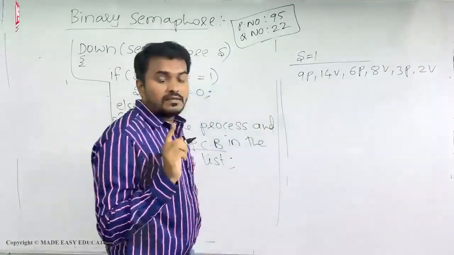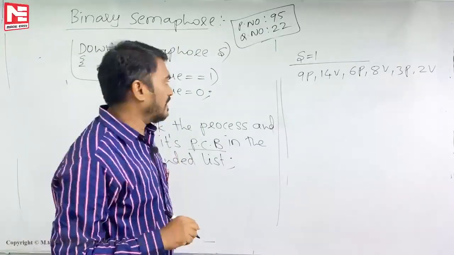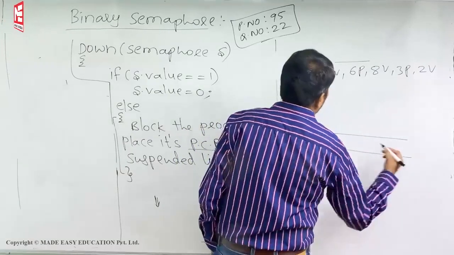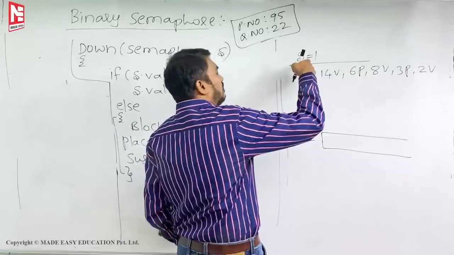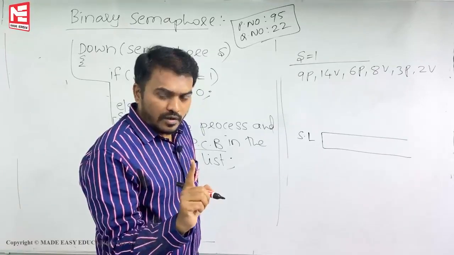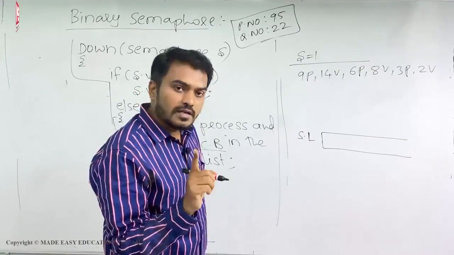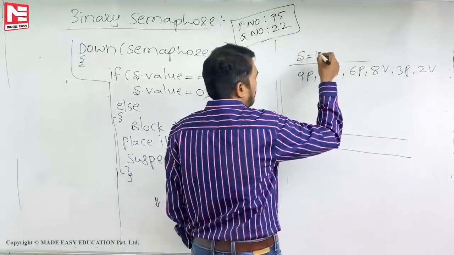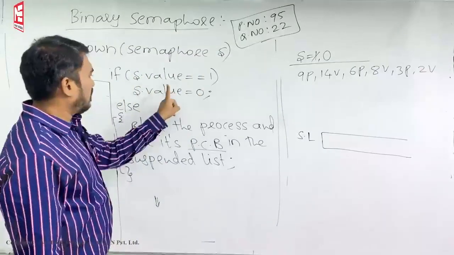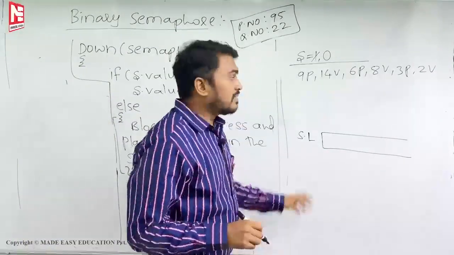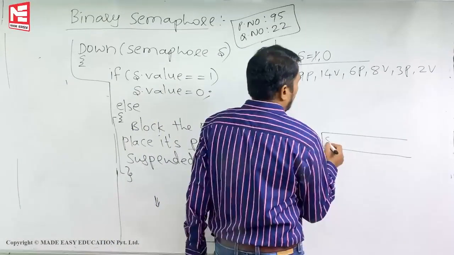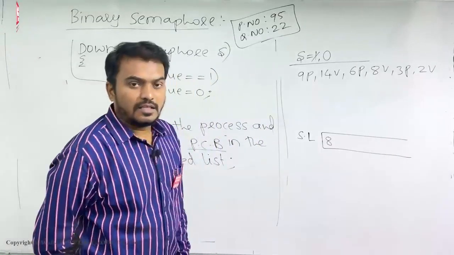Now for the binary semaphore down and up operations, let's maintain the suspender list here. The semaphore value is 1, and 9 down operations are being performed. When you perform 9 down operations, the first down operation will be successful and the value becomes 1 to 0, and it will continue. The next 8 down operations will be unsuccessful, and they will go into the suspend list.